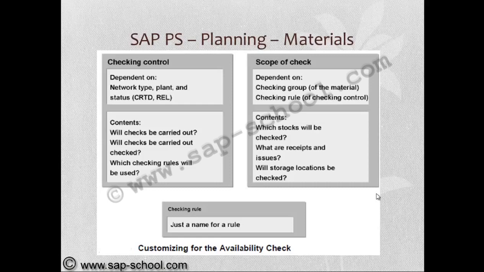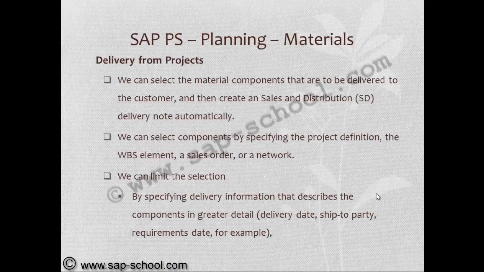So the next thing is checking rule. It's a descriptive text. The next thing is delivery from projects. We can select the material components that are to be delivered to the customer and then create a sales distribution delivery note automatically.